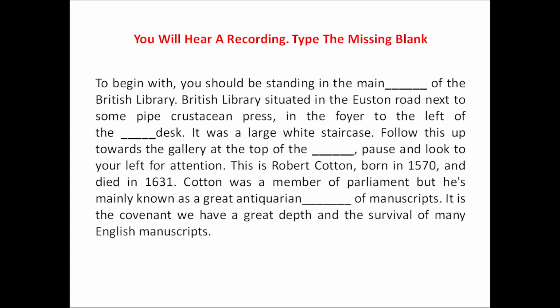To begin with, you should be standing on the main floor of the British Library. The British Library is situated on the Euston Road, next to St Pancras, in the foyer, to the left of the information desk. There is a large white staircase. Follow this up towards the gallery at the top of the stairs, pause and look to your left. This is Robert Cotton, born in 1570 and died in 1631. Cotton was a member of Parliament, but he's mainly known as a great antiquarian collector of manuscripts. It is thanks to Cotton that we have such great depth and survival of many English manuscripts.